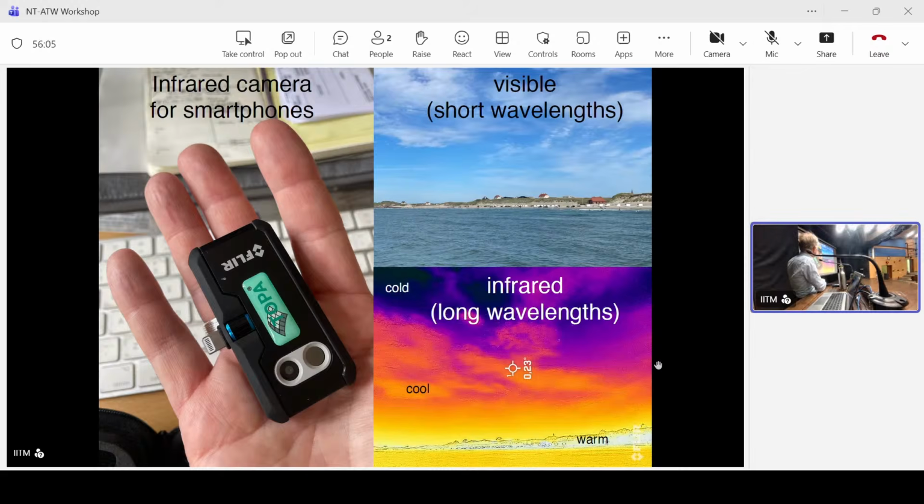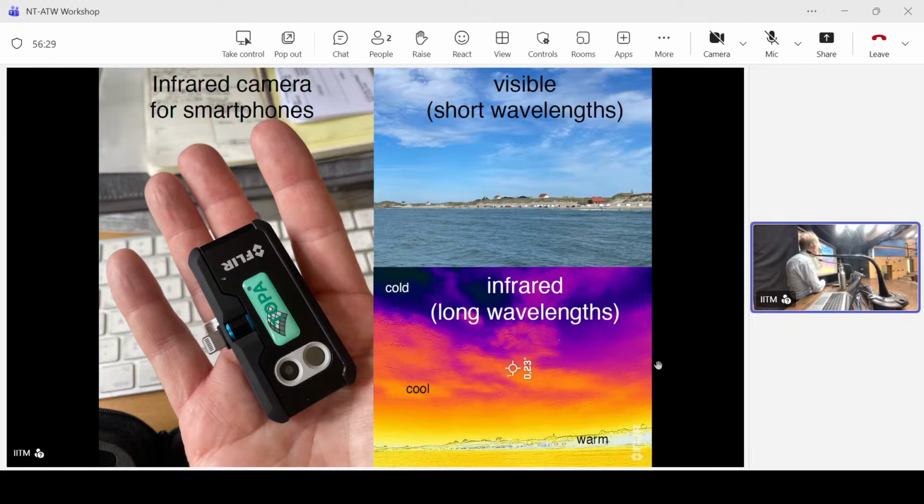You can do a picture of the visible range. You see the North Sea here and the beach and the clouds and the blue sky. And you can also take the same picture with the infrared camera. And there you see the difference in long wave radiation, because you see a difference in, well, sort of a combination of emissivity and temperature. You see both of them mixed up here.